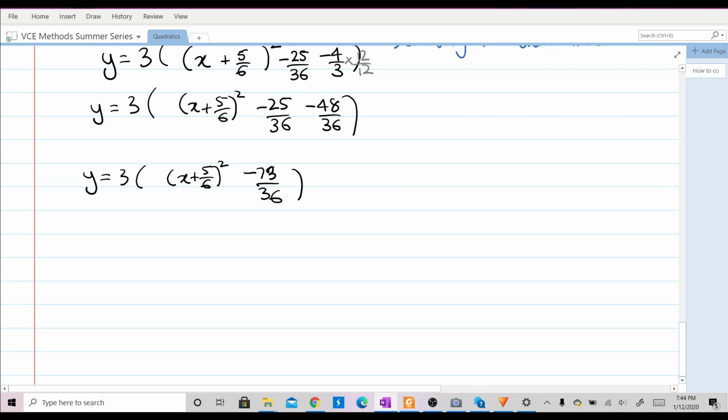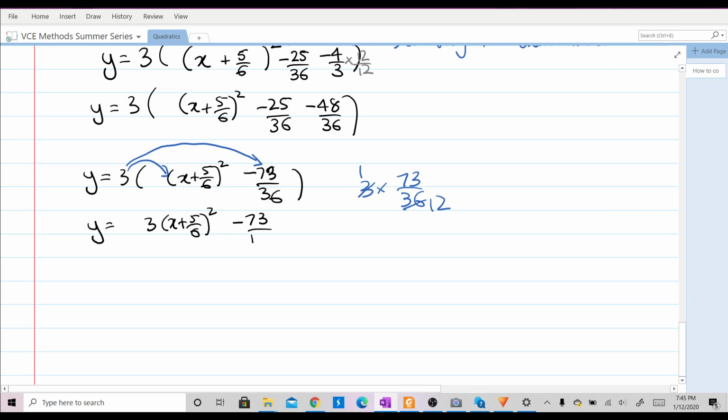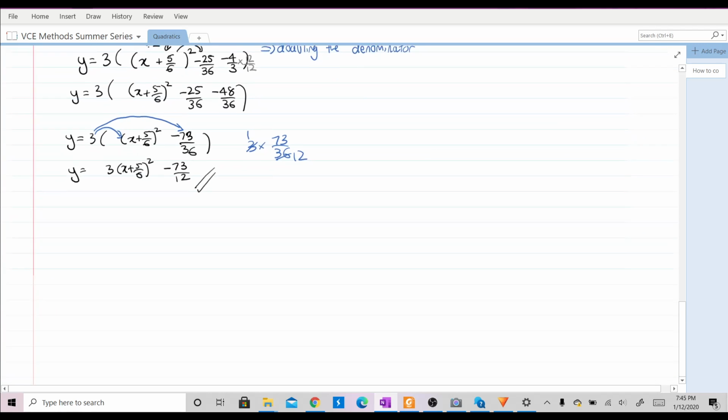Now for our final step, this is when we just have to expand that 3 out. So I'm going to put the 3 into here and the 3 into here. Now the first part is straightforward, x plus 5 on 6 squared. Now in order to avoid doing 3 times 73, what we're going to do is cancel that 3 with the 36. So 3 times 73 on 36 is the same as cancelling that 3 and becoming a 12. So that's going to be minus 73 on 12. And that's our final answer. So that is how you complete the square.